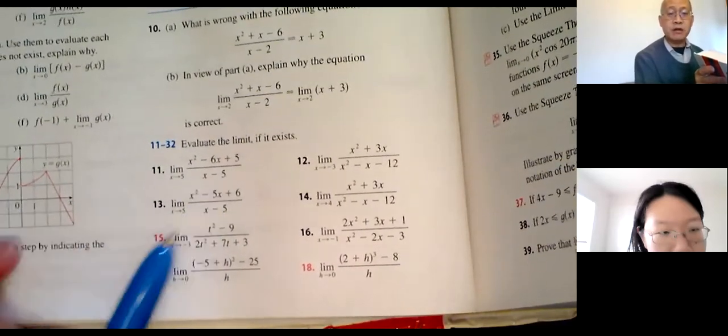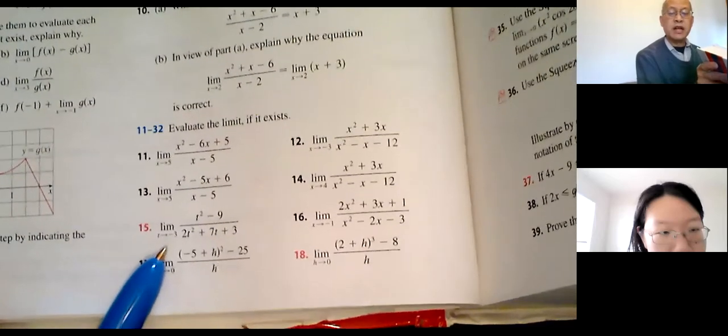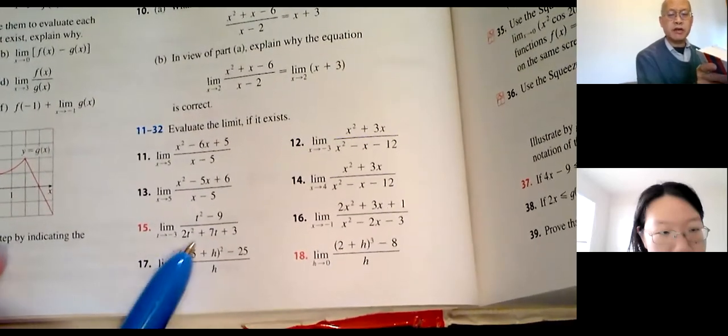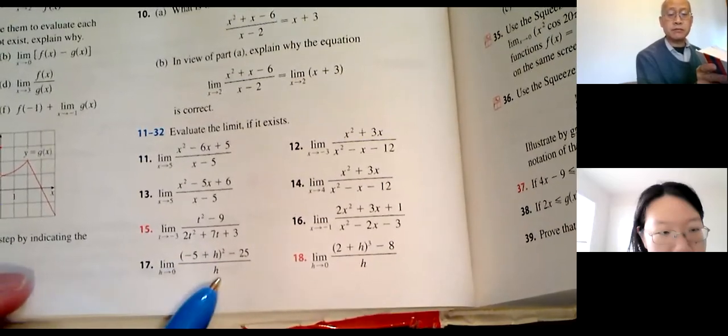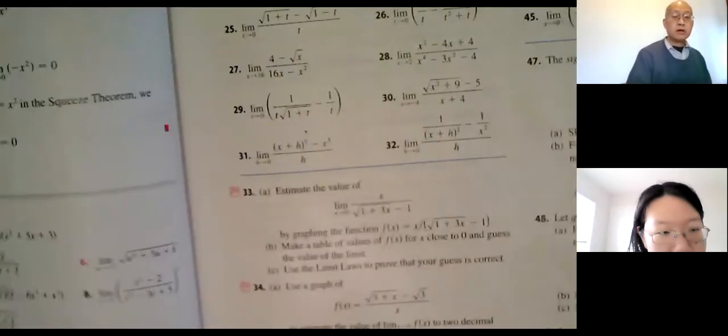5 minus 5 is 0. Negative 3, I'm pretty sure when you plug in negative 3, you get 0. I think that's the idea behind the problem. Yeah, h approaches 0. You can't do that, right? So what do we do in this case?